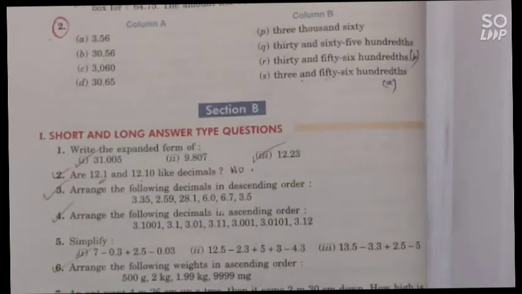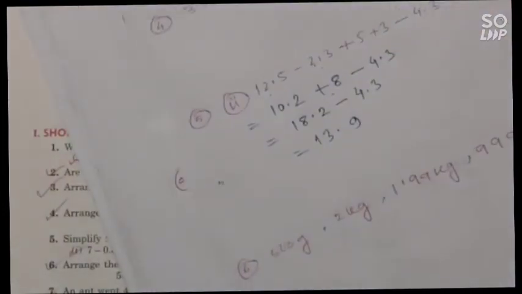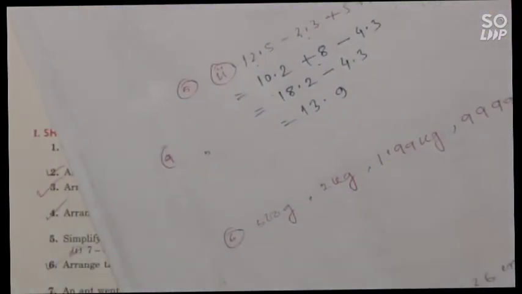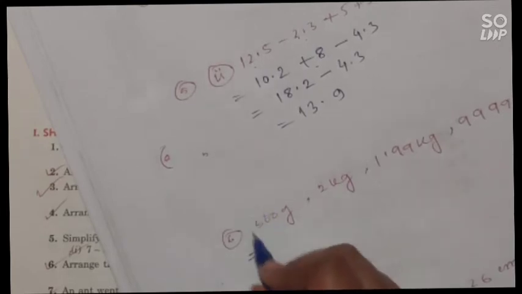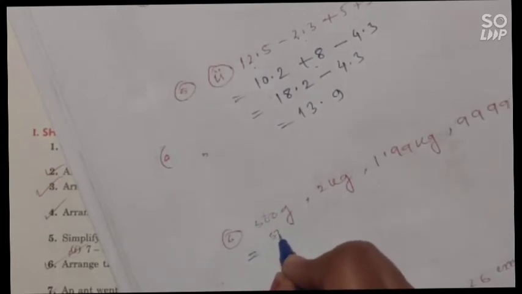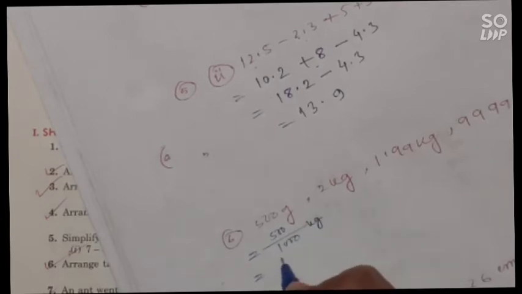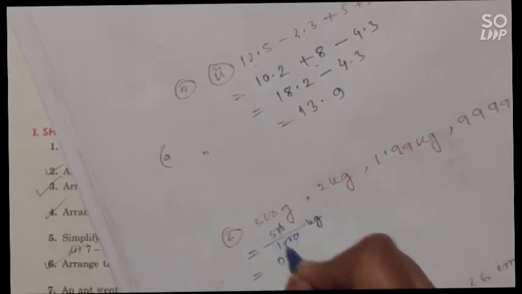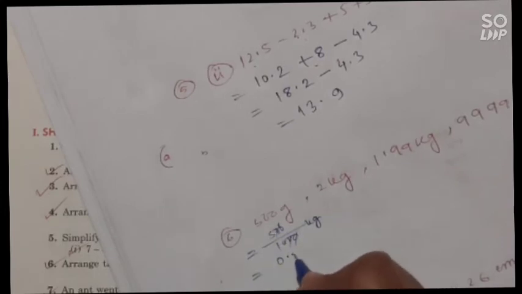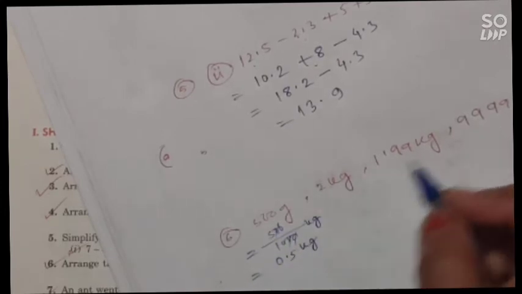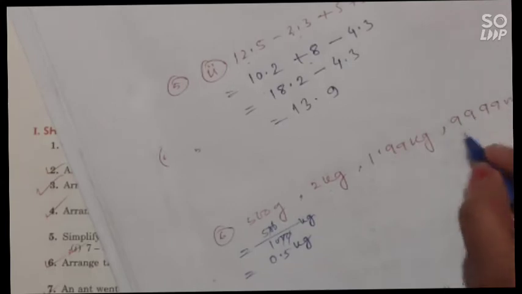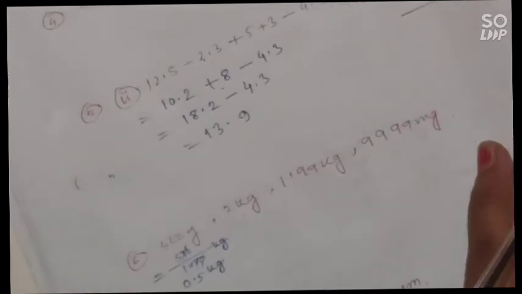Next, question number 6. Arrange the following weights in ascending order. So, you have to convert each quantity in kilogram. 500 gram equal to 500 by 1000 kg. So, this will be 0.500, 0 will be cancelled. This will be 0.5 kg. This will be 2 kg. This is 1.9. Now you have to convert this into kg.